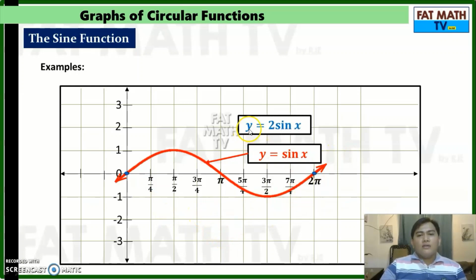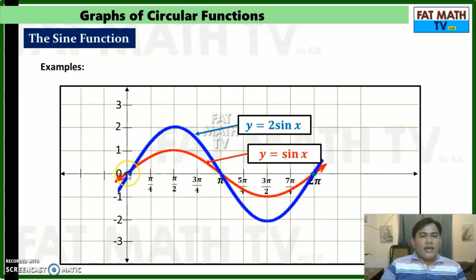Okay, how about if we have y equals 2 sine x? How will the graph look like? As you can see, the sine x is just multiplied by 2. Therefore, all the y values will be multiplied by 2. So if we multiply 2 to all those values that we obtained a while ago, we will form a graph that looks like this blue graph. So instead of 1, the highest now is 2 because it's times 2. The lowest now is negative 2.